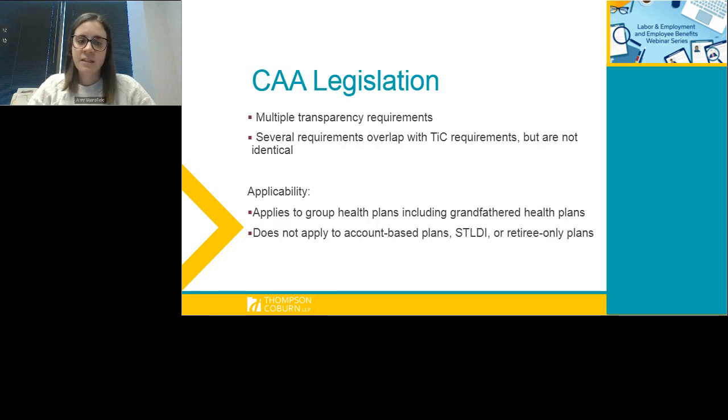So then looking at the Consolidated Appropriations Act, again, it's legislation, not regulation. It includes several transparency requirements. Some overlap with the transparency and coverage individual disclosure requirement, some overlap with the public disclosure requirement, and then some are standalone. Unlike the transparency and coverage regulations, these requirements apply to group health plans, including grandfathered group health plans. Again, there's a couple of other types of plans that they don't apply to, but they do apply to grandfathered group health plans as well as non-grandfathered group health plans.